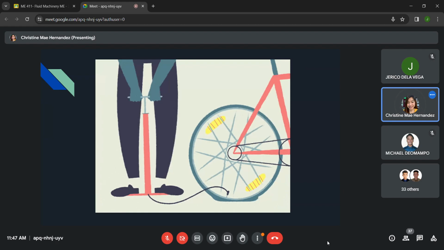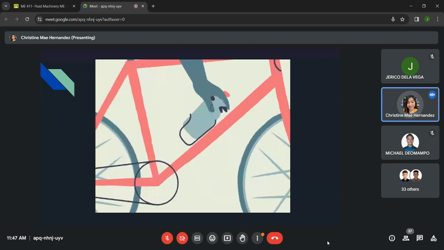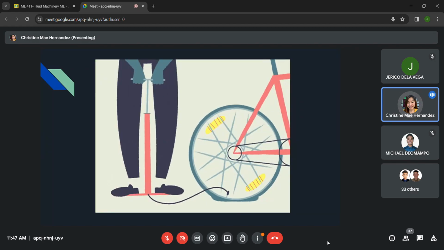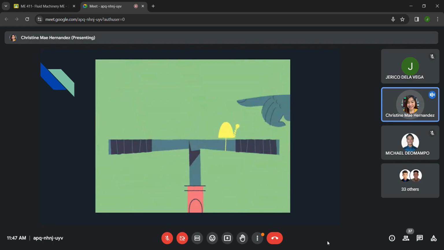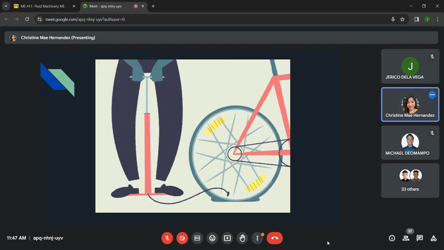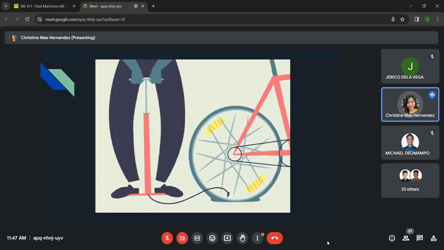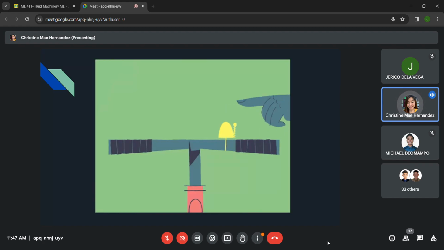Si bicycle tire pump, compressed gas. When you use a bicycle tire pump, you're introducing compressed air into the tire, increasing its pressure and causing it to expand, which results in a firm tire ready for riding. Another application ng ating compressibility, as engineers, pwede siyang aeronautical. Bakit sa aeronautical?